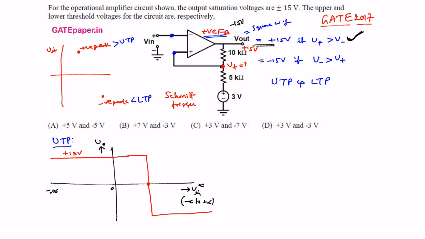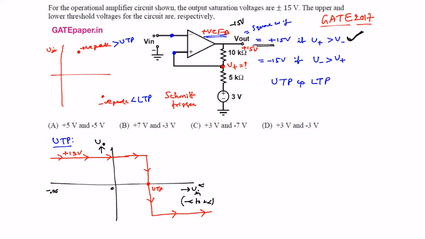So this is that voltage of V plus, which we are treating as UTP, the upper threshold point, as the input voltage is moving in the forward direction. The arrow indicates the input voltage is moving in the forward direction, starting from minus infinity to plus infinity. So this is the UTP definition. UTP is the input voltage at which the output makes a transition from plus 15 to minus 15 when the input voltage is moving in the forward direction.